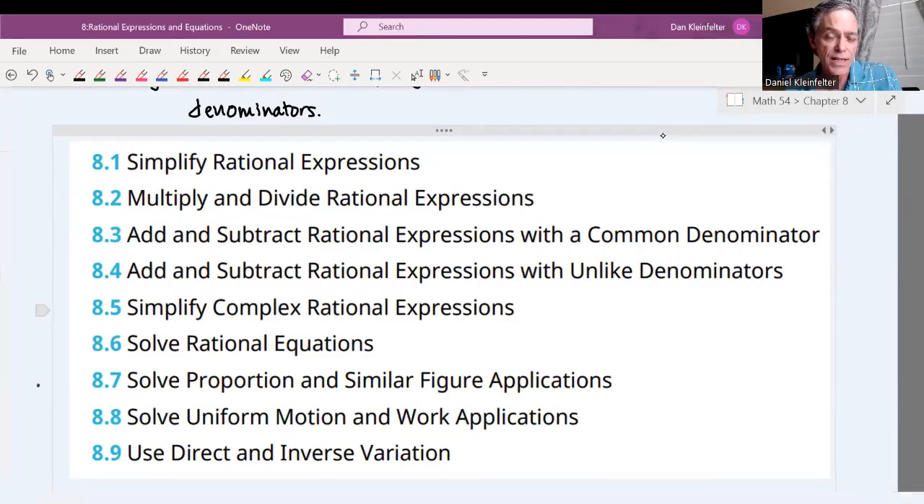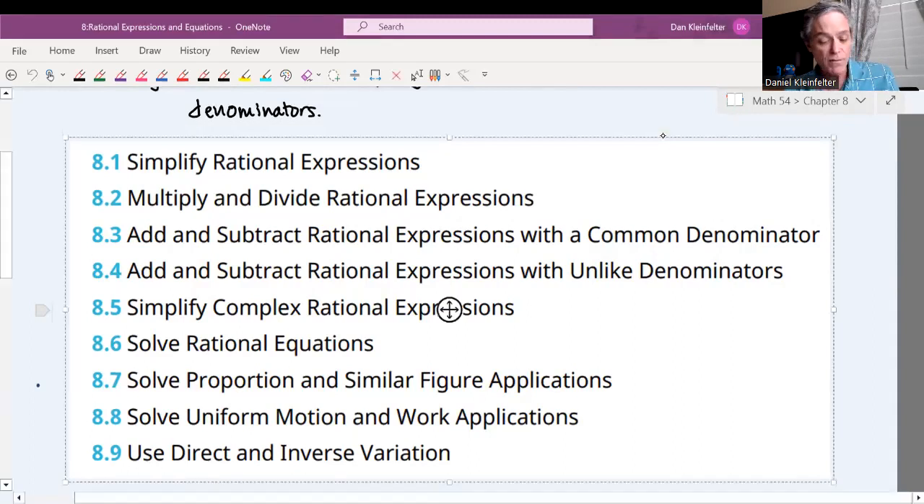It's divided into two sections because usually people find adding and subtracting a little trickier than multiplying and dividing, due to the whole common denominator thing. To add and subtract fractions, you need to have common denominators. And so the first section, 8.3, is how do you do it if there's already a common denominator? And then the next section, 8.4, is if they're unlike denominators, and we'll see that the pre-step that you have to take is to make it so that the denominators are alike.